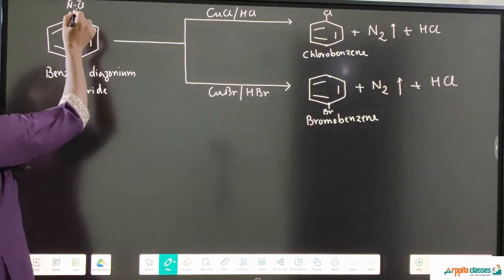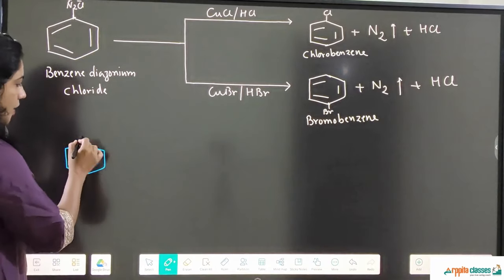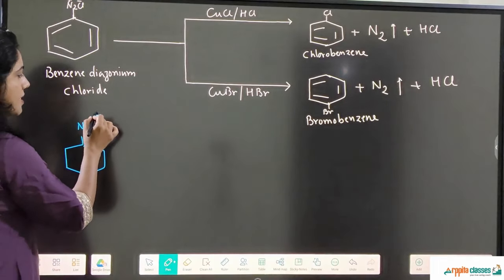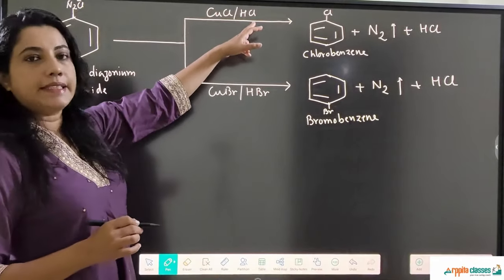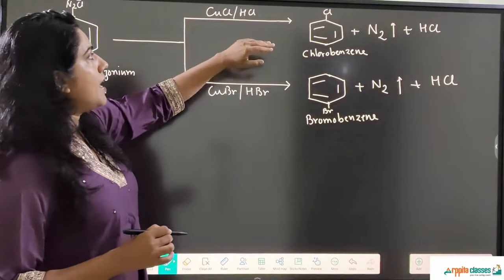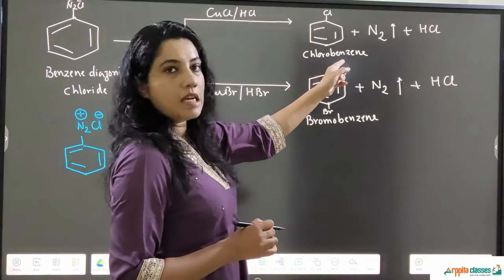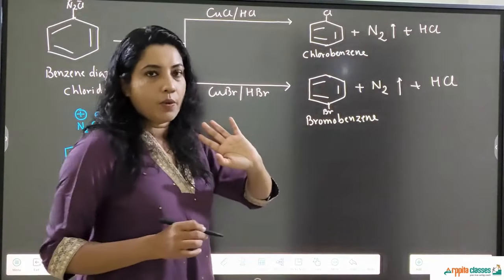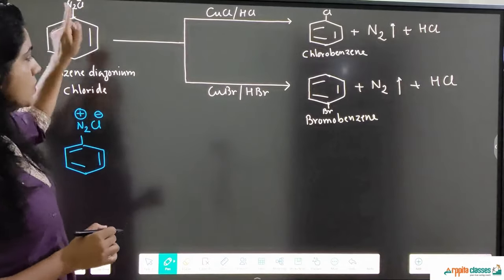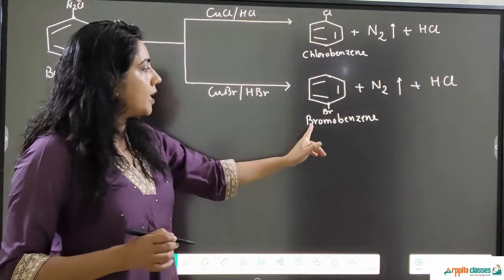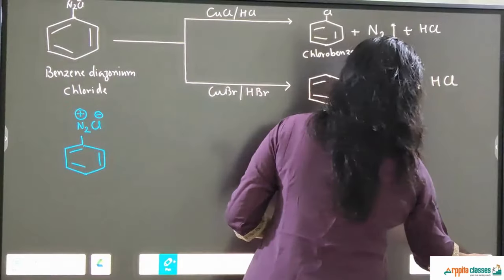Now what is happening? See, this is benzene diazonium chloride. On the benzene ring, if you have N2+ and Cl-, this is called benzene diazonium chloride. This is treated with CuCl, and this entire N2Cl group is substituted by chlorine. You are getting chlorobenzene. The byproducts are nitrogen and HCl. Here the same thing: if you treat with CuBr and HBr, the entire N2Cl group is substituted by bromine. You are getting bromobenzene plus nitrogen plus HCl. So this is your Sandmeyer's reaction.